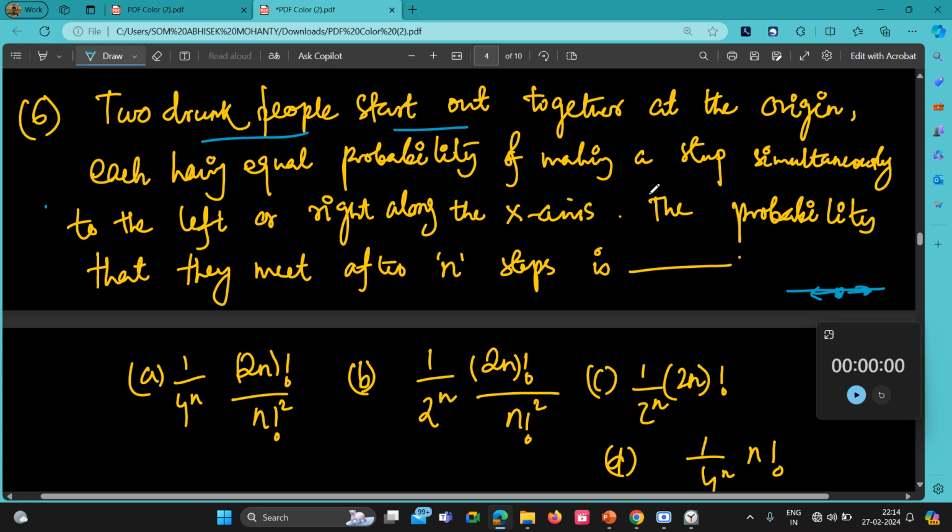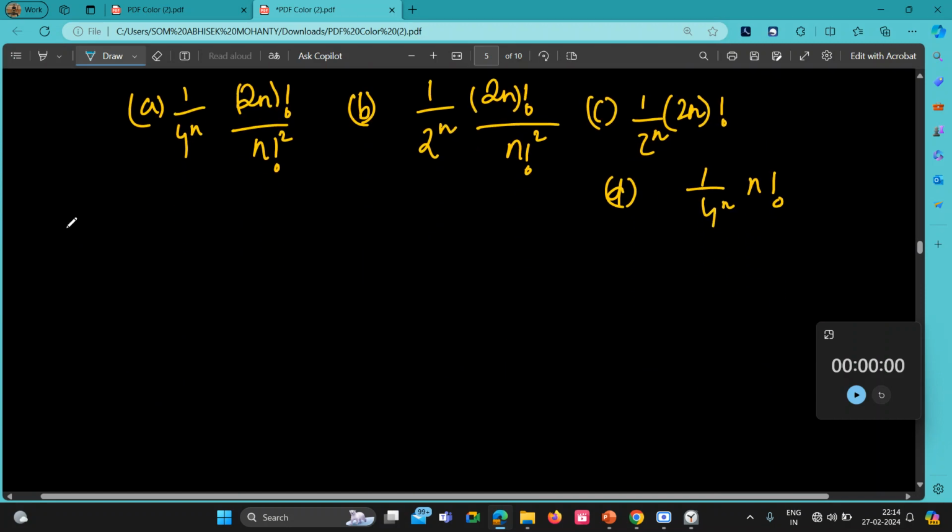Each has equal probability of making a step simultaneously to the right or to the left. They can go here, here, and again come back, no problem. And this is a 1D motion only along the x-axis. So the probability that they meet after n steps. You have to remember this answer.